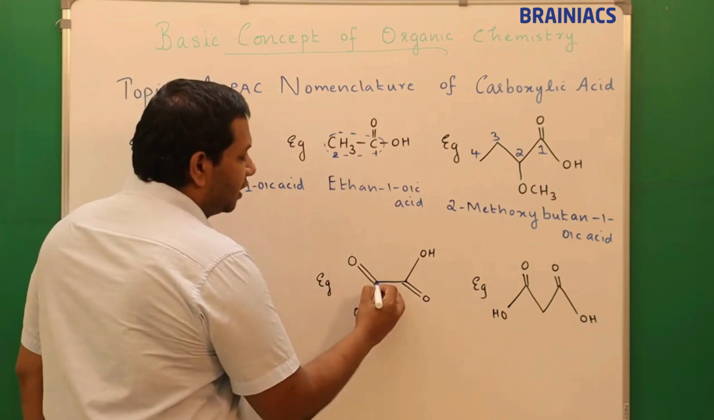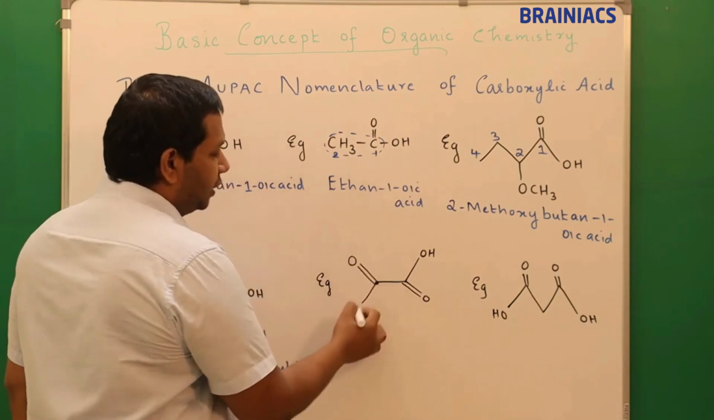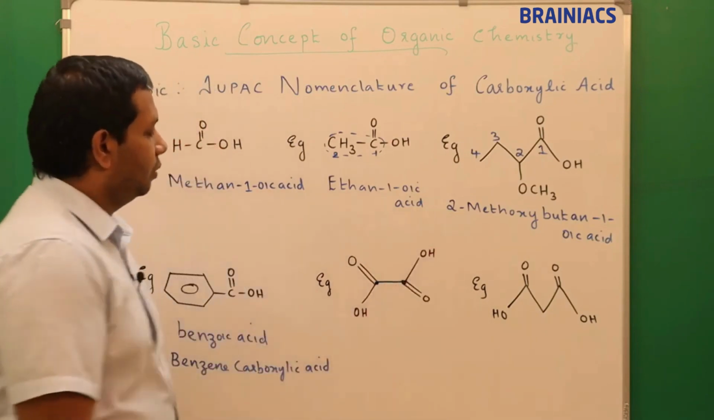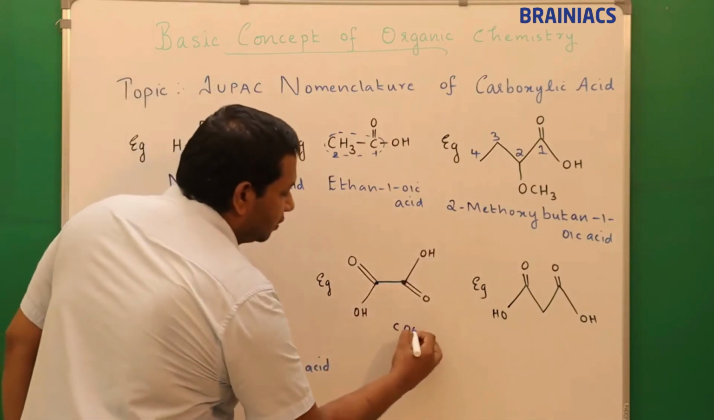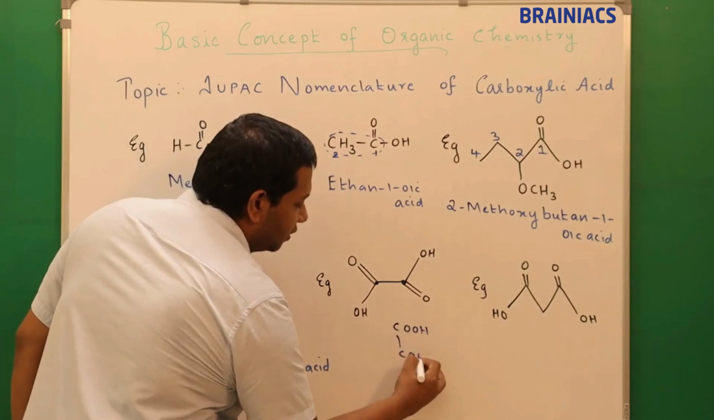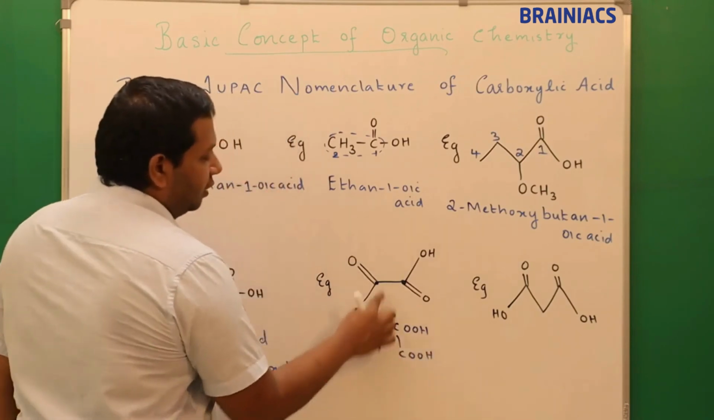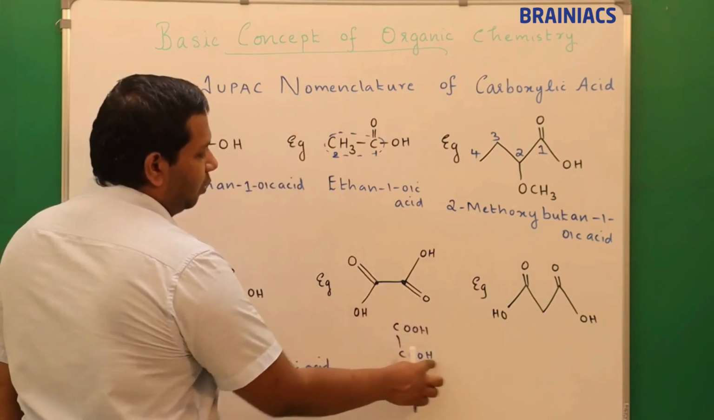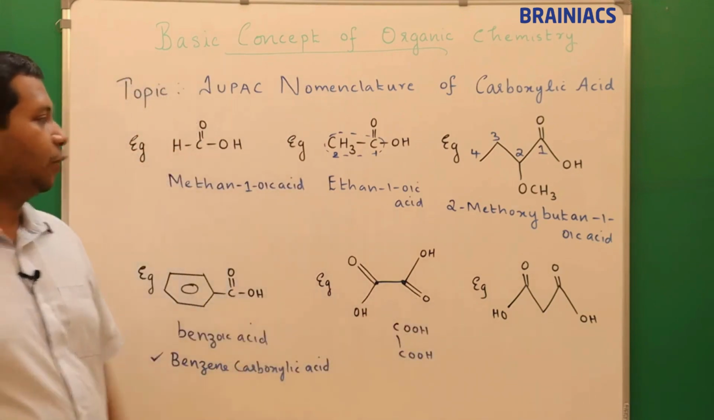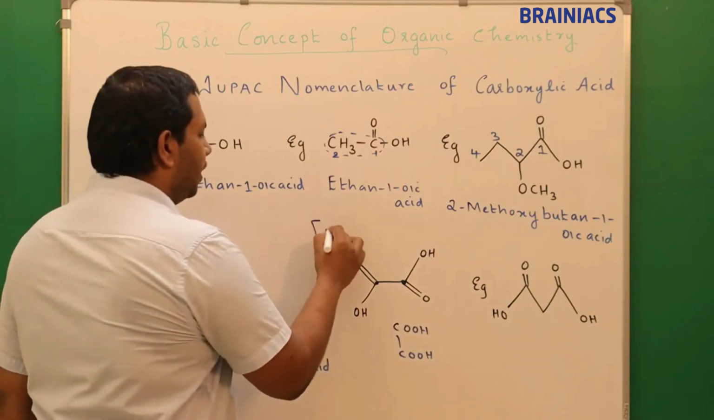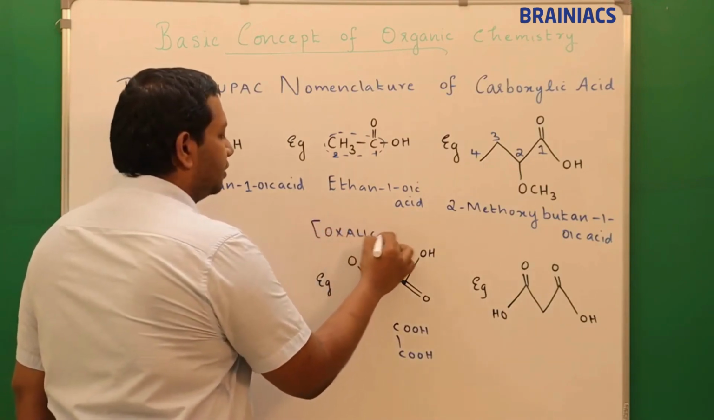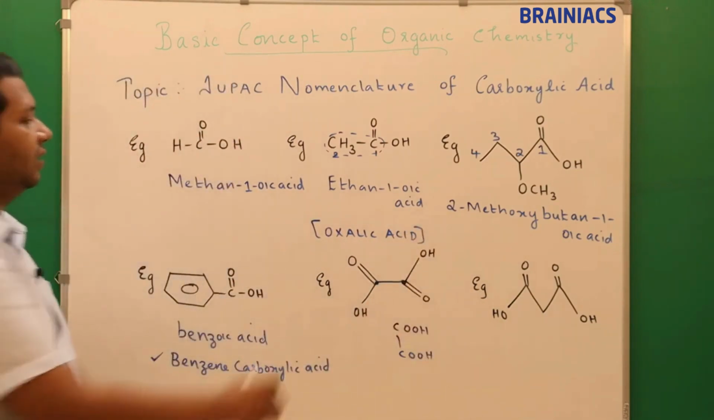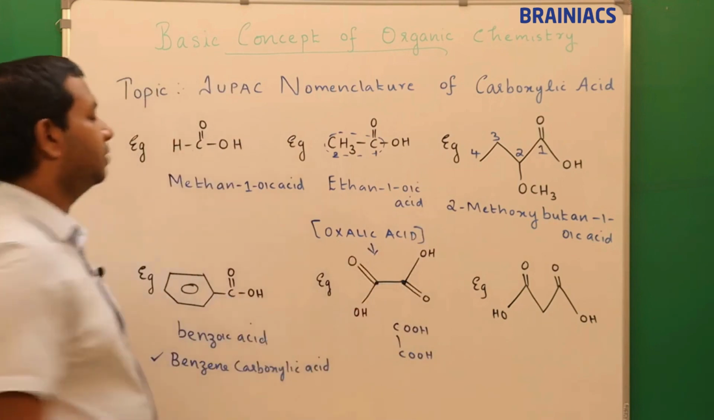Now the next one, it is represented with bond notation. Now you know that this is a carbon, so C double bond O OH. This is also a carbon, C double bond O OH. So its structure looks like this. Correct? 2 carbon atoms linked through single bond, with C double bond O OH on each. So what is its name? The common name is very famous. Its common name is oxalic acid. Please remember, its common name is oxalic acid.